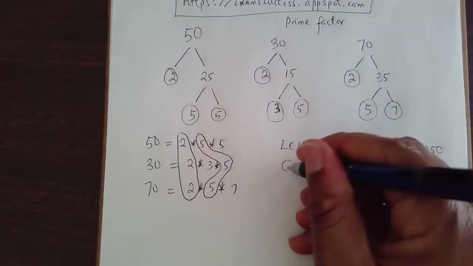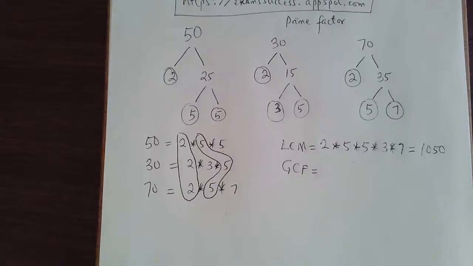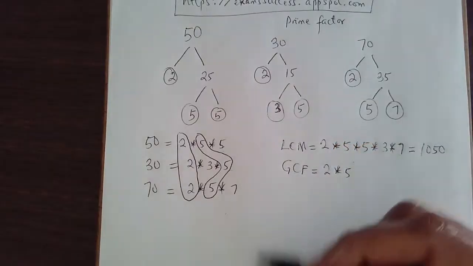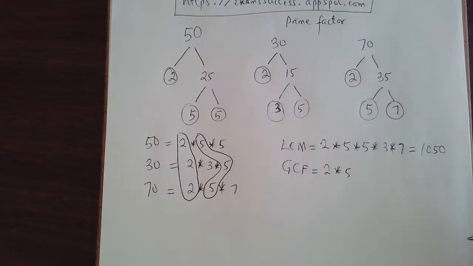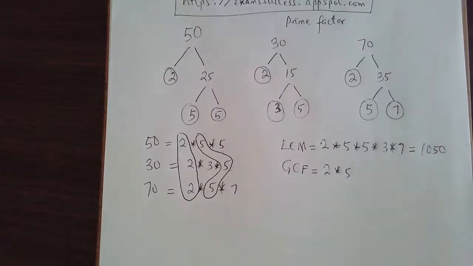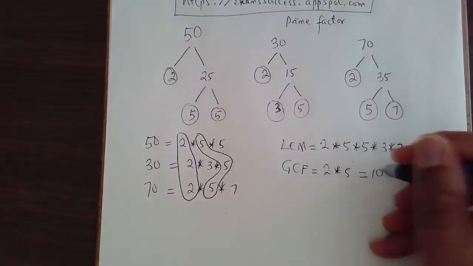Now, if I was to find the GCF, greatest common factor, I'm looking only at the common factors. Not just a common factor, but the greatest common factor. So this will just be 2 times 5, because 2 is a common factor and 5 is a common factor. I want the greatest common factor, and this gives us 10.